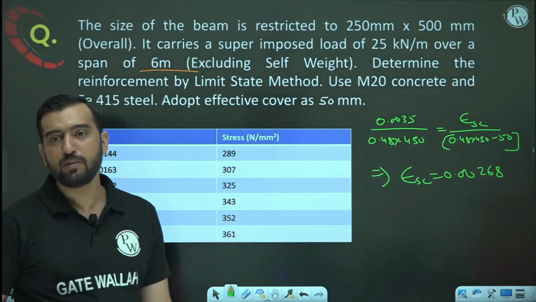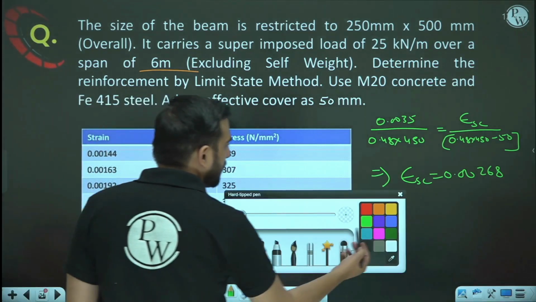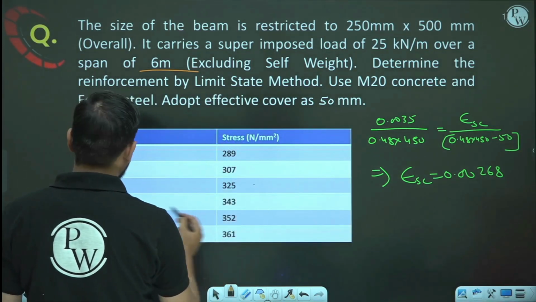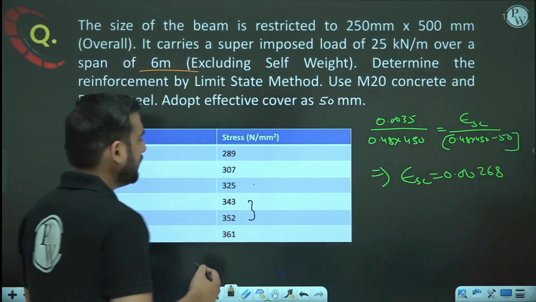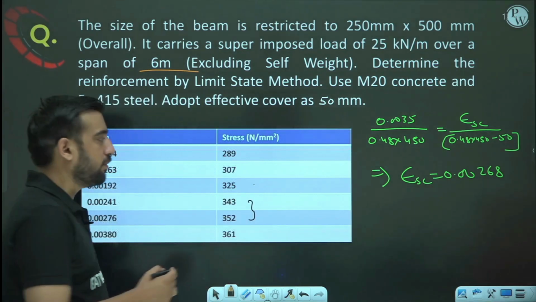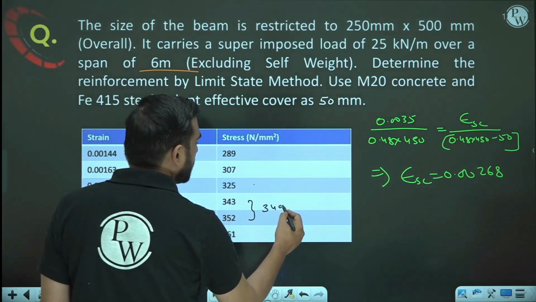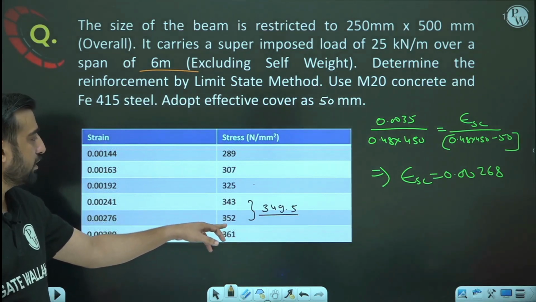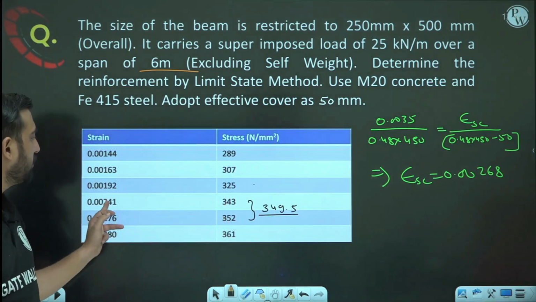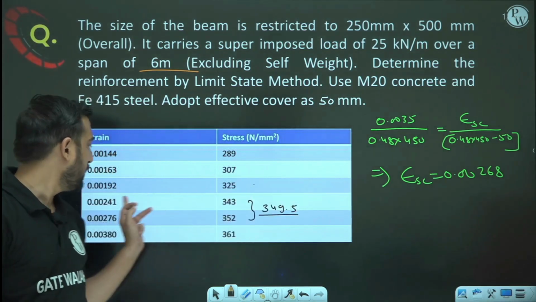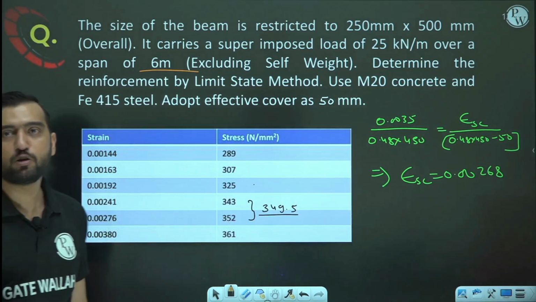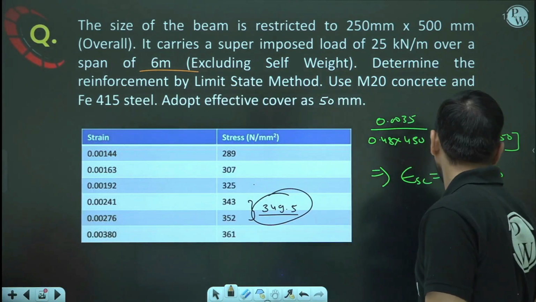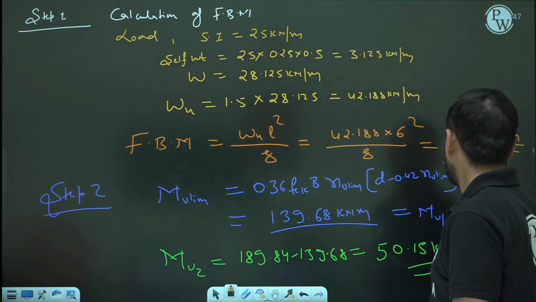And for this 0.00268, what fsc value comes? The fsc value is going to lie between two tabulated values, and on linear interpolation it is 349.5. I hope you all know linear interpolation: 343 plus (352 minus 343) divided by the difference of the strains, multiplied by the strain value minus 0.00241. So by linear interpolation you get 349.5. This 349.5 value you will be using there.